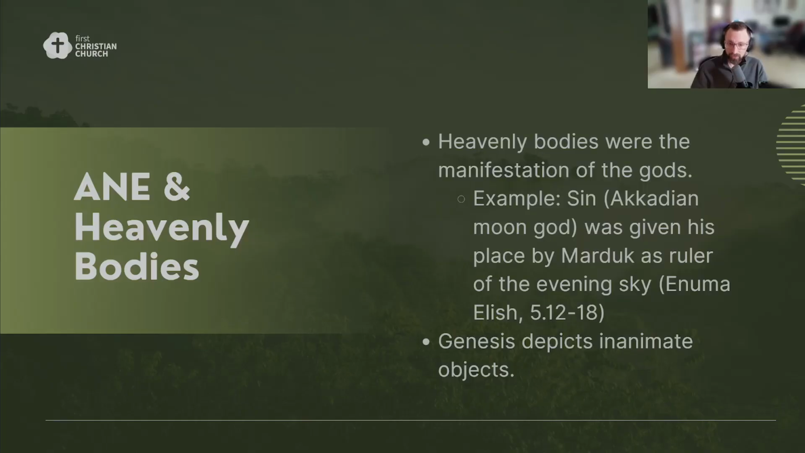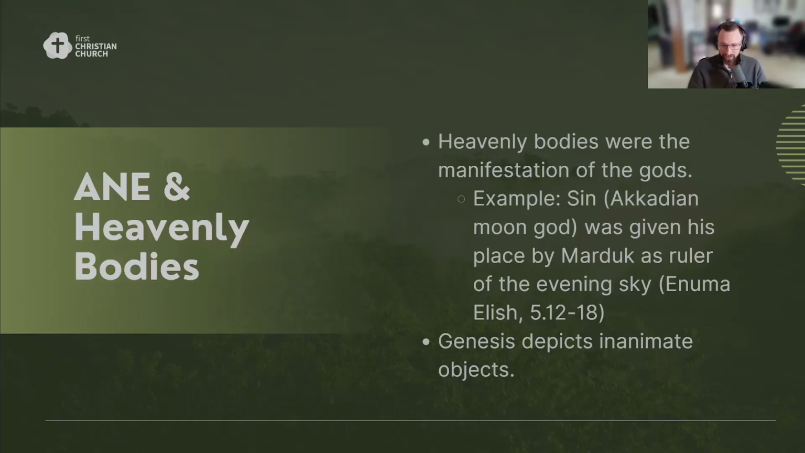Remember, the Earth is covered over by a solid dome-like structure in their cosmology, and so the sun, moon, and stars actually were inside of the dome, and they would move across the arc of the dome as manifestations of the gods and their job. For example, in the Akkadian pantheon, the god Sin, or Shin, however you might pronounce it, was given his place as the ruler of the evening sky by the chief god Marduk. And so when the moon moved across the sky, that was Sin overlooking and surveying his dominion or doing his job. And we read about that in the story Enuma Elish, chapter 5, verse 12 through 18.